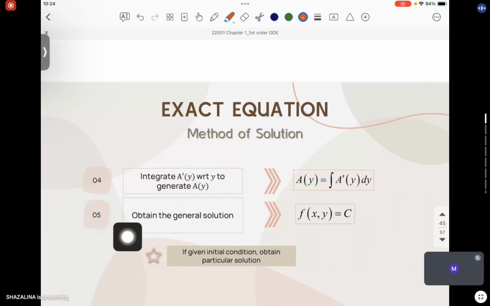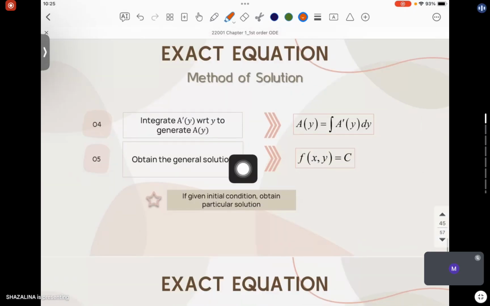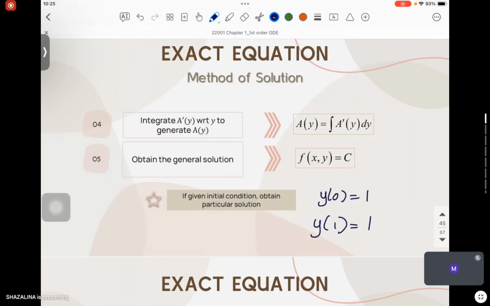Then step number 5, substitute all the answer dalam ni solution ni. The answer of integration we have done before for step number 2. The answer of a(y) we have done for step number 4. So substitute, make it equal to C. So itulah dia the general solution of exact equation. If you are given initial condition, obtain particular solution. Means kalau dia bagi awak initial condition, y(0) equals to 1, y(1) equals to 1, okay, so find the general solution.